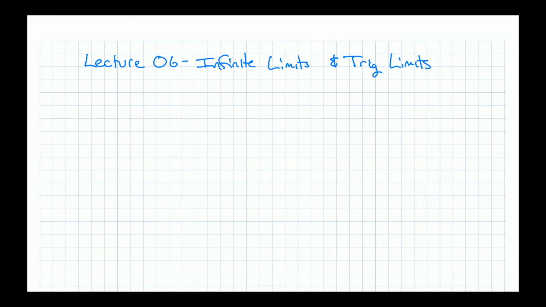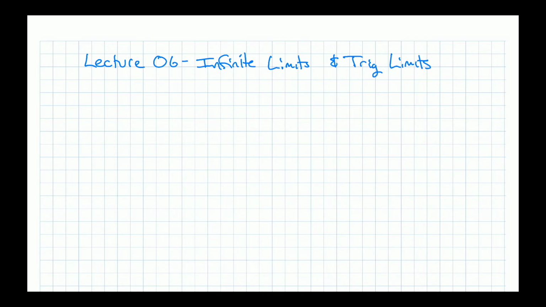Hello everybody. So what we're going to be working on today is Lecture 6, Infinite Limits and Trig Limits. This is going to be a lot easier than the previous lecture. The previous lecture, if you remember, was working out limits analytically. It involved a lot of algebra. This section, thankfully, does not.